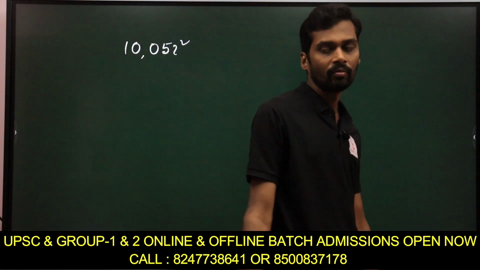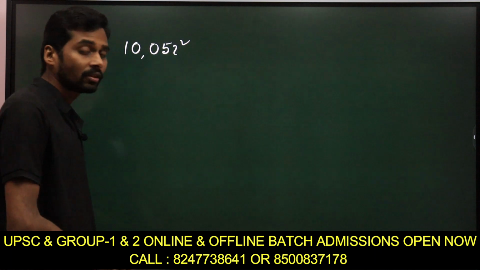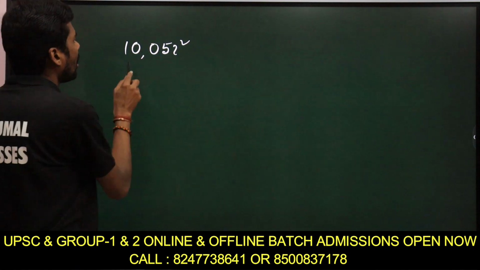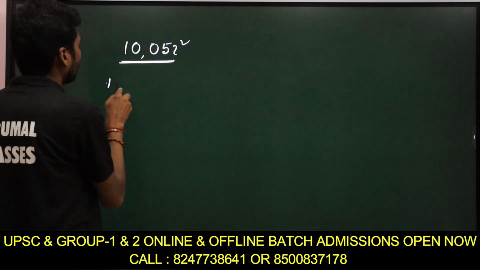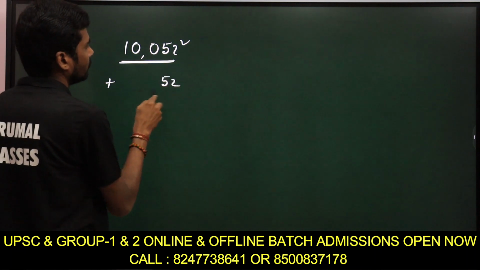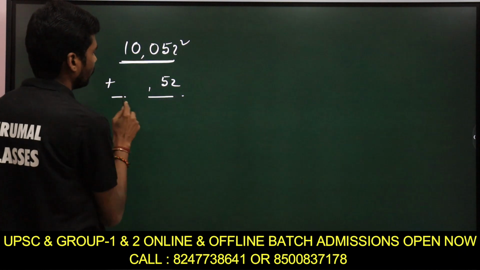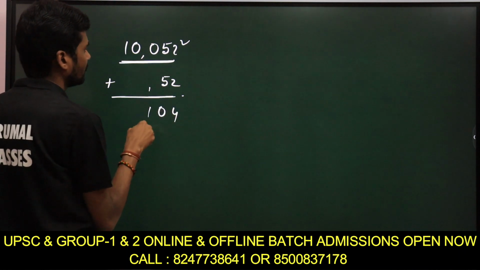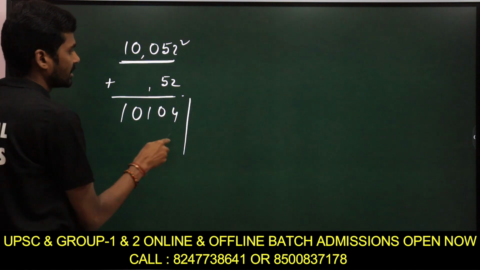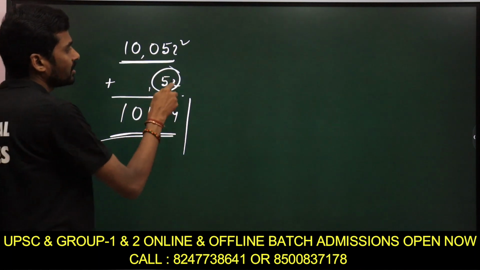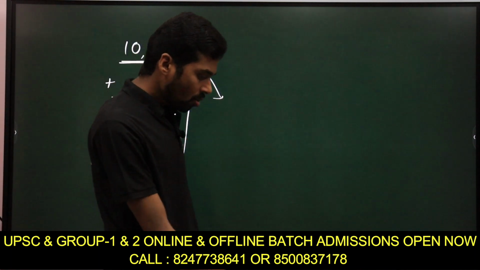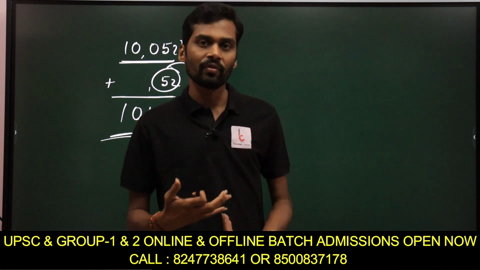10,052 square. What is the answer for 10,052 square? How much is it more than 10,000? It is 52 more. So 2 plus 2, 5 plus 1, 10,104. So this is the left side part. The right hand part is what? 52 square. You know the logic for 52 square.